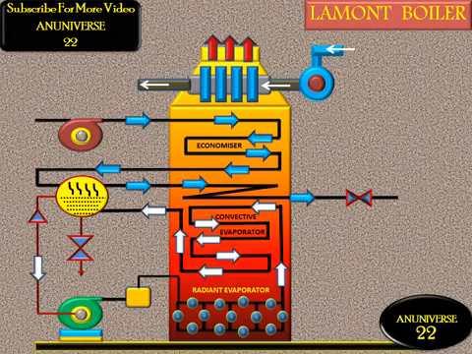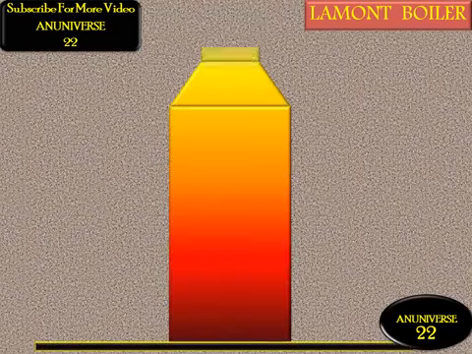Now, what is the principle of the Lamont boiler? The circulation of the water and steam mixture takes place with the help of an external pump, which supplies water at higher pressure than in a natural circulation boiler. Now we will discuss the main components of the Lamont boiler, and this is the combustion chamber.